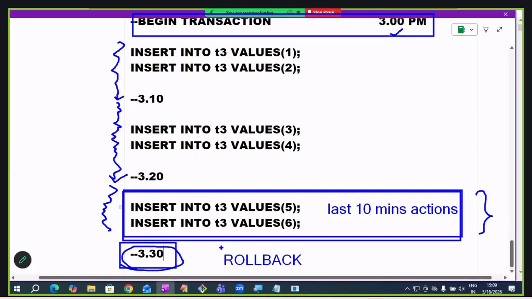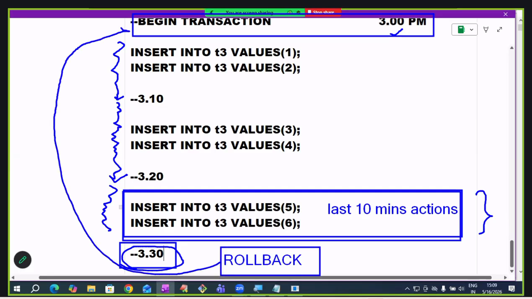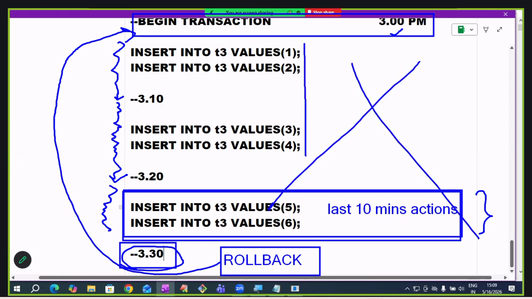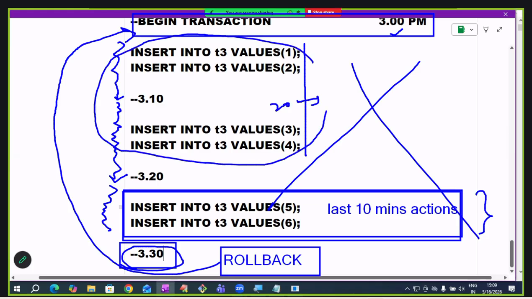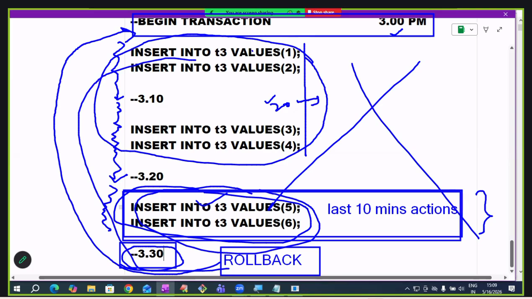Which command do I use to cancel the entire transaction? ROLLBACK. If I use rollback, the entire transaction will be cancelled. Here 20 minutes of time is wasted. In these 20 minutes, there is no mistake, sir. Still I'm cancelling because I'm unable to cancel just the last 10 minutes' actions. That is why I'm cancelling the entire transaction. So this much time is wasted.